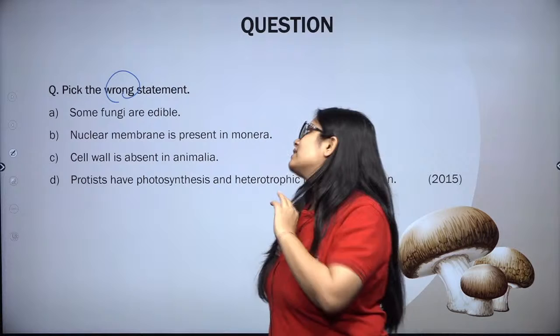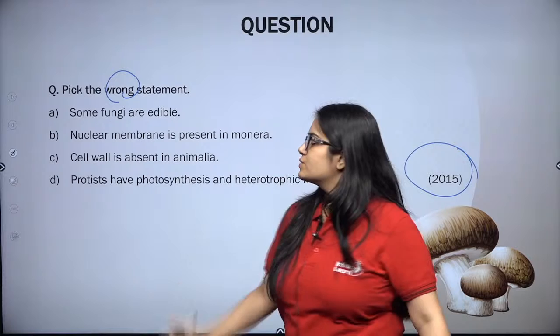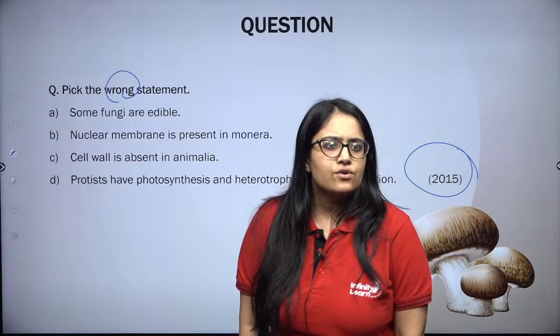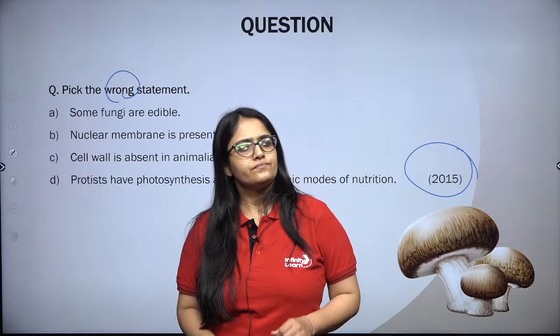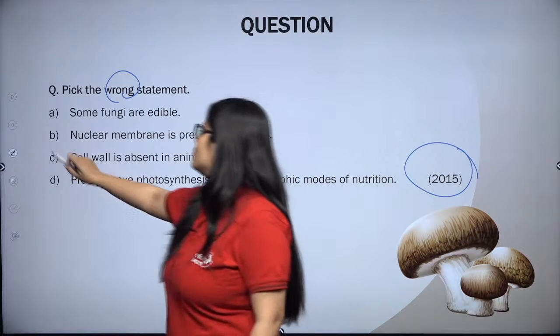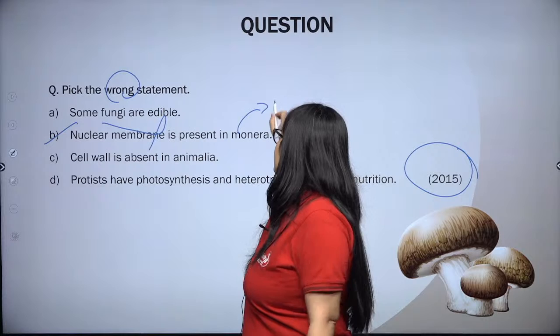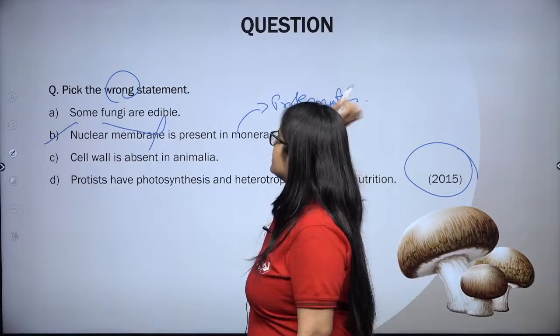Everybody, pick the wrong statement. This was asked in 2015. Nuclear membrane is present in Monera. This is wrong. Nuclear membrane is not present in Monera. Why? Because Monerans are prokaryotes, and in prokaryotes nuclear membrane is absent. Yes, excellent. Let's see the next question then.